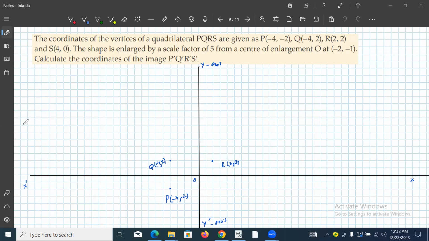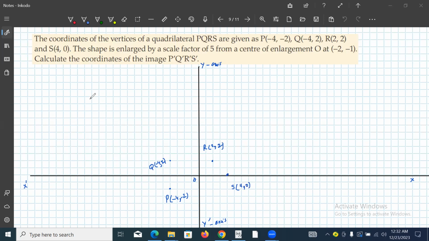So it's better we write R a little bit here so that we can mention S easily. 1, 2, 3, 4. This is the point S, and we can say that it is 4 comma 0. Remember that along the x-axis, y is always 0.